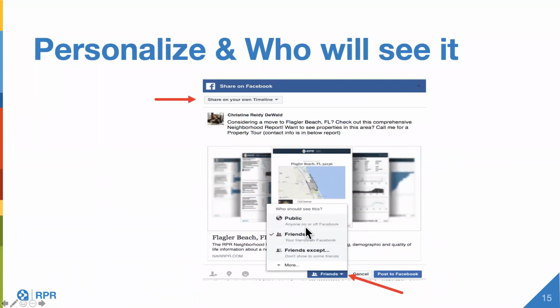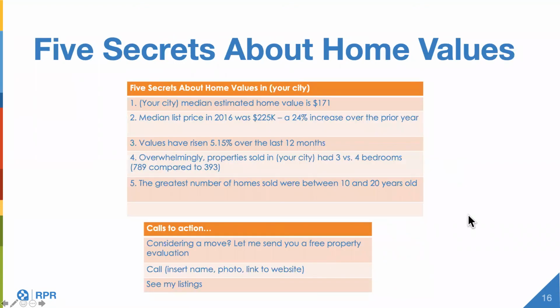Got a few extra slides in here, but that's okay. But then again, who should see this? Now, the neighborhood information. Remember all that neighborhood information I showed you that you could take a screenshot of? Here's one thing that an agent has done, and I'll show you the post in a second here. What they've done is they've gone in and figured out the 5 secrets about home values in Columbia, South Carolina. Columbia, South Carolina, median estimated home value, the median list price, and this needs to be updated. Values have risen. So I would go in and find all of that data and then fill this out, and then I would post it to my social media sites.